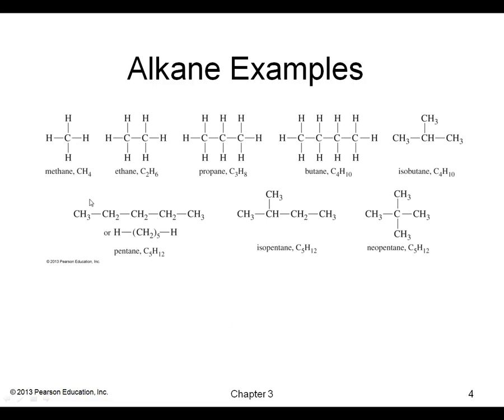Here are some alkane examples. Again, methane, CH4, ethane, a 2-carbon alkane, propane, a 3-carbon alkane, then butane, 4 carbons. Okay, you get up to 5 carbons, you get the pentane. Okay, and with pentane you can start getting some different isomers that we'll talk about later.